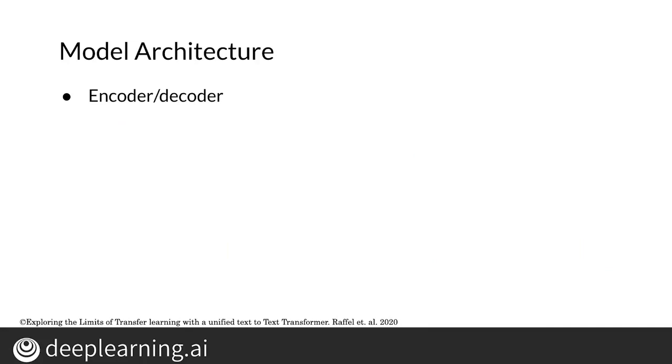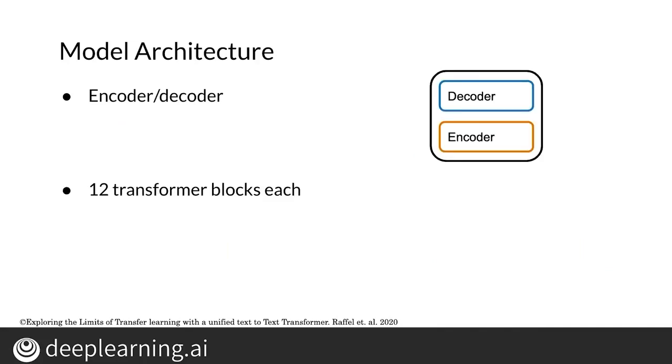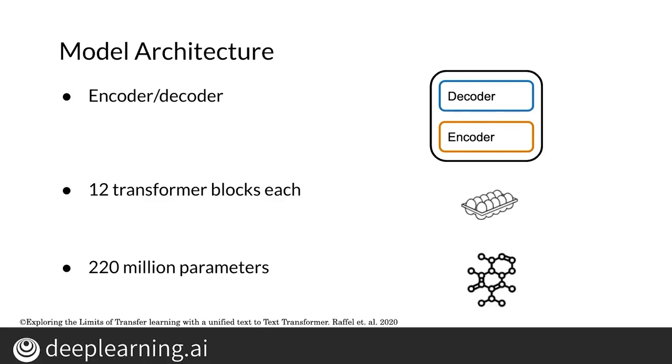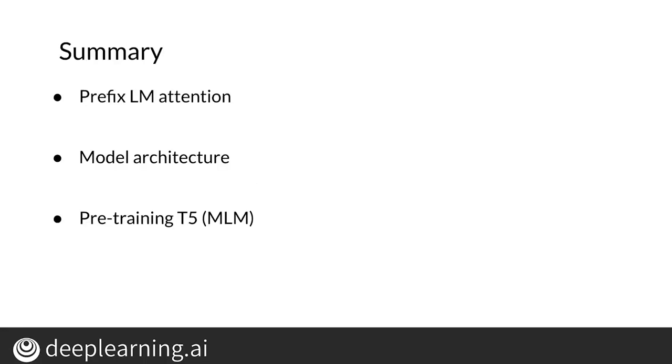So the model architecture uses an encoder-decoder stack. It has 12 transformer blocks each. So you can think of it as a dozen eggs, and then 220 million parameters. So in summary, you've seen prefix language model attention, you've seen the model architecture for T5, and you've seen how the pre-training is done similar to BERT, but we just use masked language modeling here.